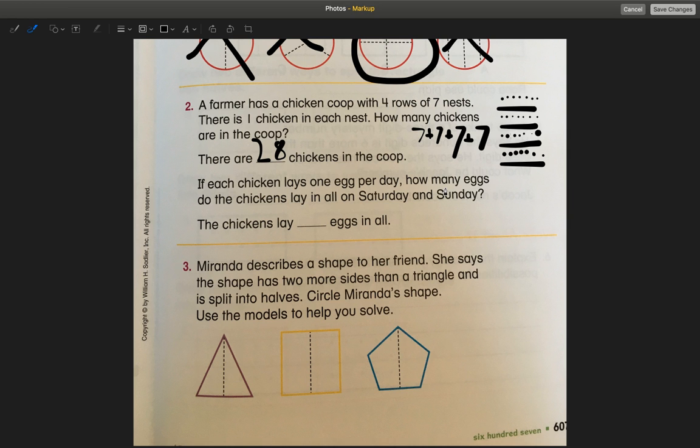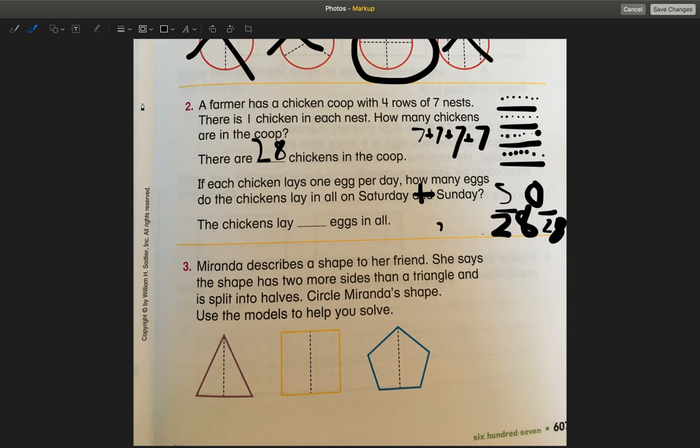chickens in the coop. If each chicken lays 1 egg per day, how many eggs do the chickens lay in all on Saturday and Sunday? So we're going to be adding, because when you think of "and," you think of add. Saturday and Sunday. So Saturday is 28. Ooh, my 2 got kind of messed up. I'll just redo it. 28 on Saturday. And then we'll draw a little sun for Sunday. And there's 28 on that day. And 8s are kind of hard to draw. So let's add those together.